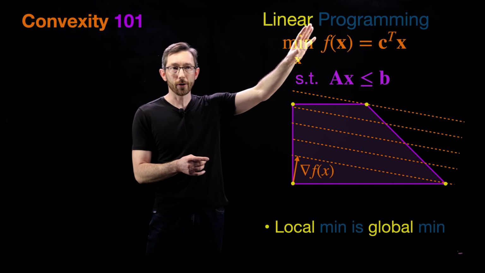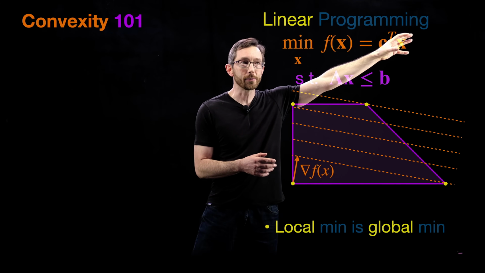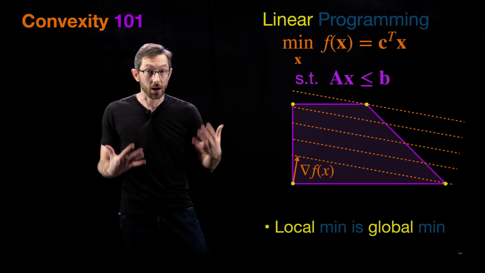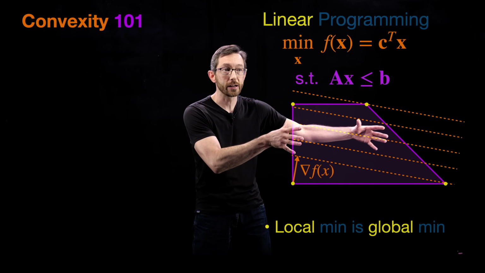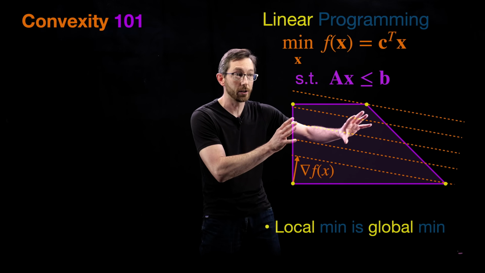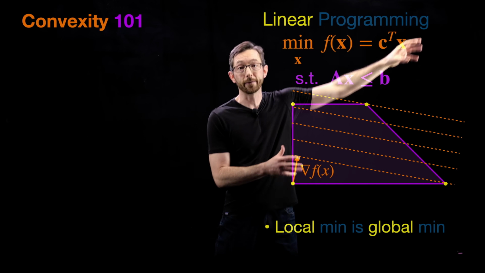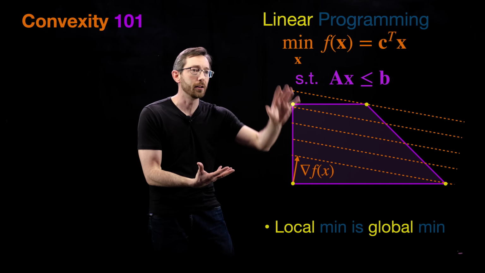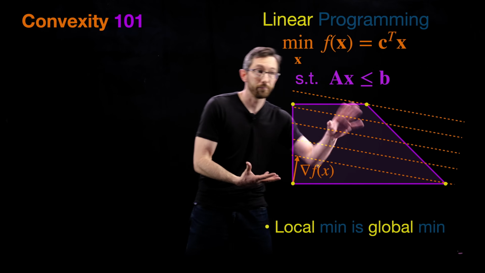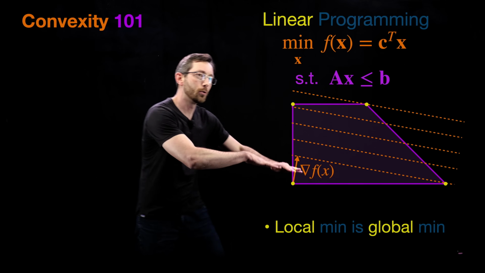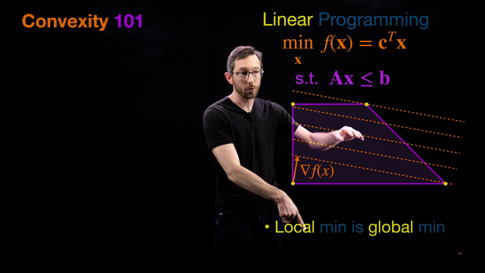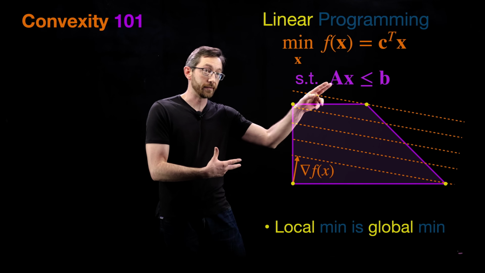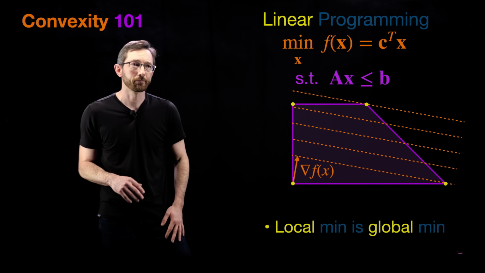One is linear programming, where you have a linear objective function and a set of linear inequality constraints. Linear functions are convex, and so this feasible region is going to be a convex polytope. And this objective function is also convex. So this is a convex optimization problem. Local minima are global minima in this problem. And you have this cool property that the local minimum is always going to be at one of the vertices of this polytope, of this feasible set given by these inequality constraints.